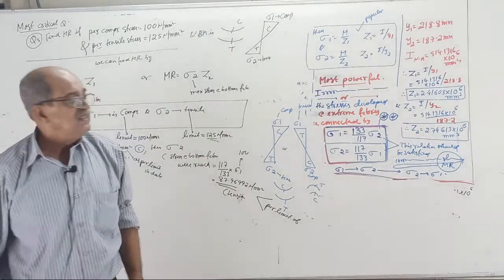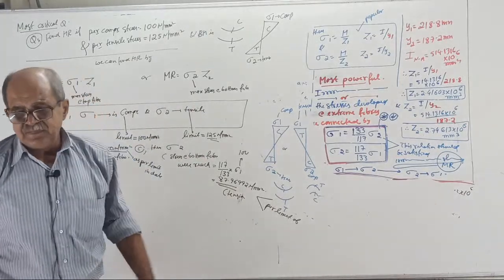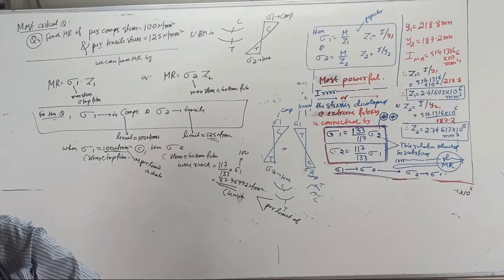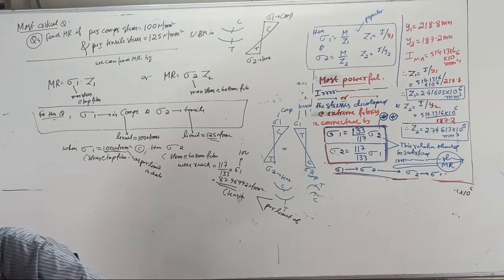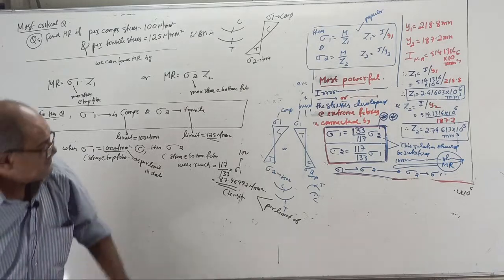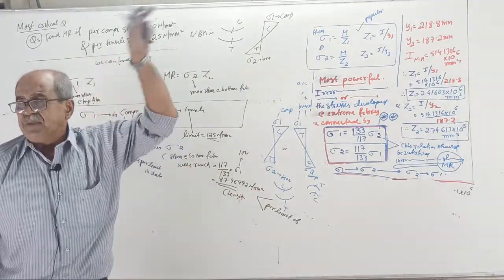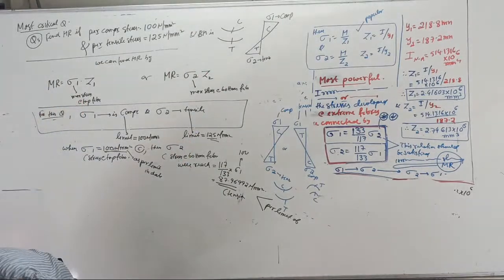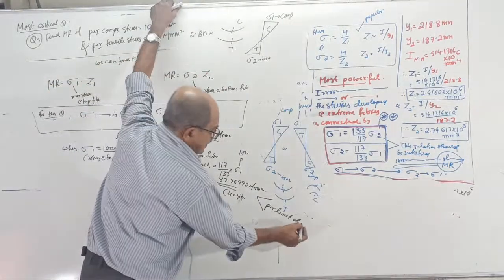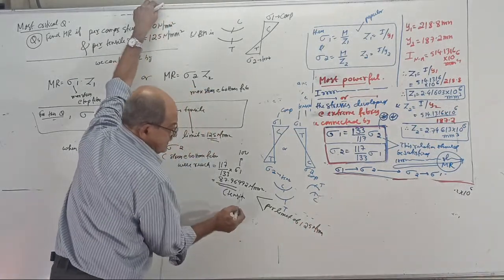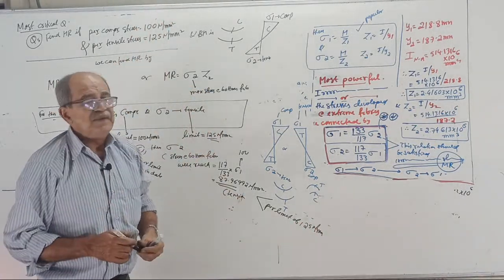Tell the answer fast: what is the permissible limit for tension? This is the actual stress developed, now tell me the permissible stress. It is 125 Newton per mm square. Therefore, tell me, safe or unsafe?